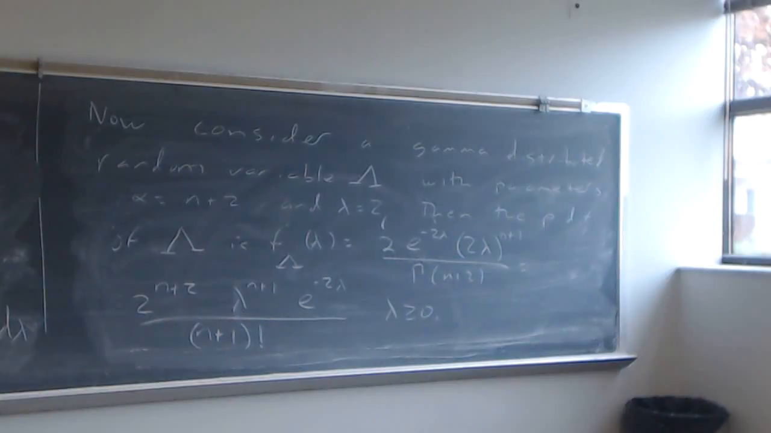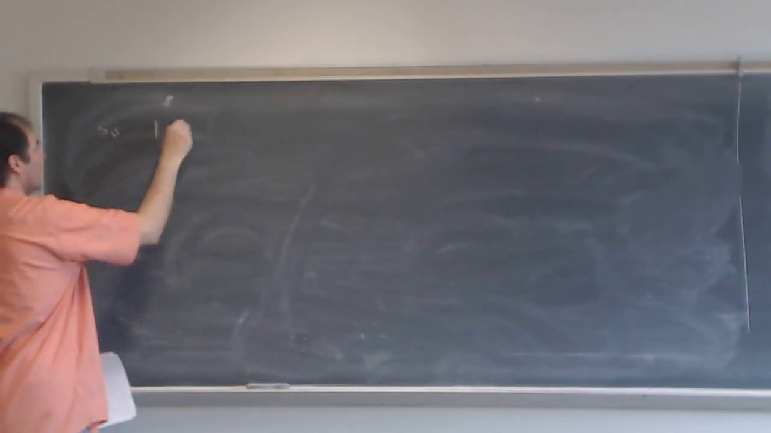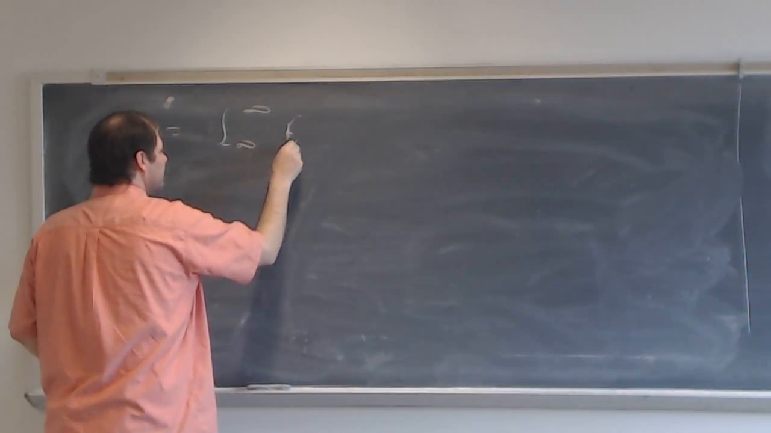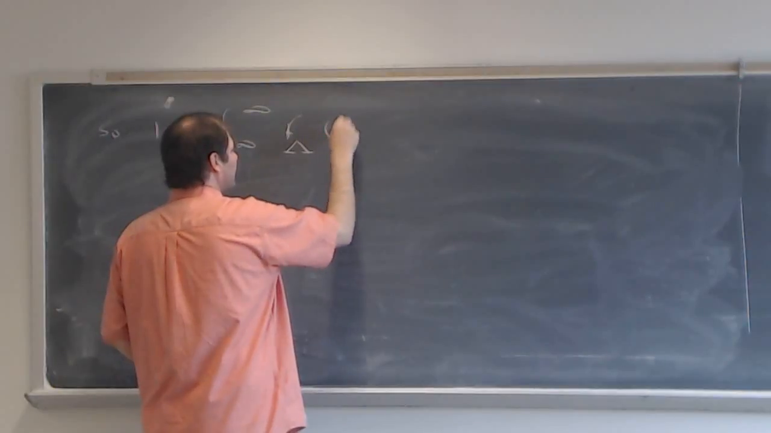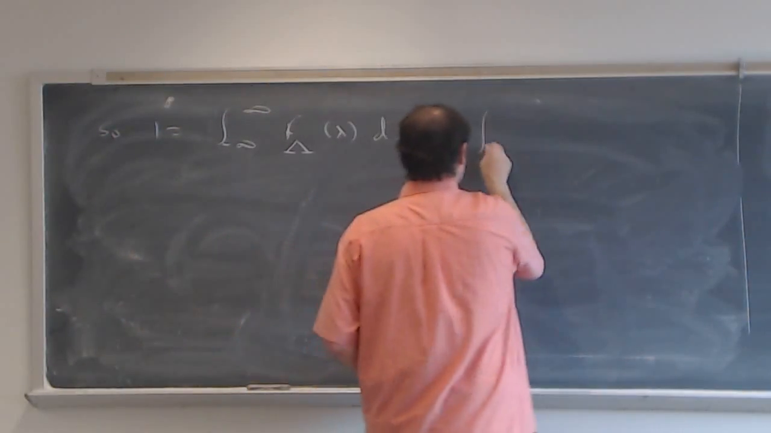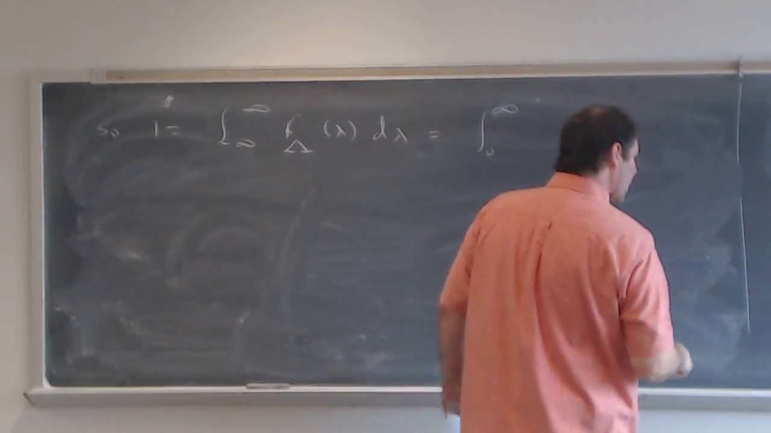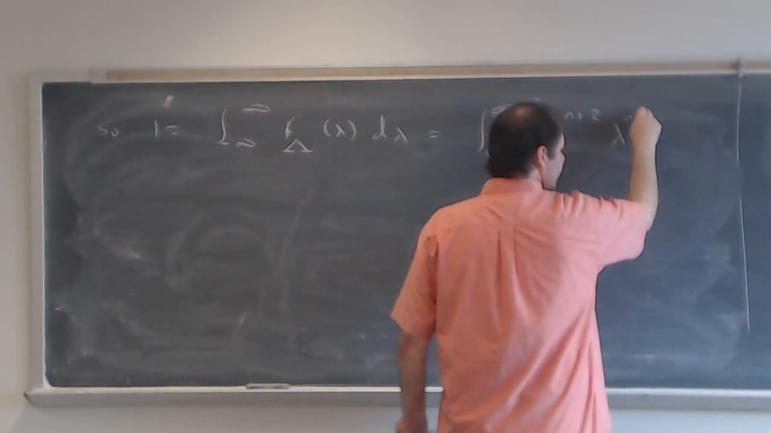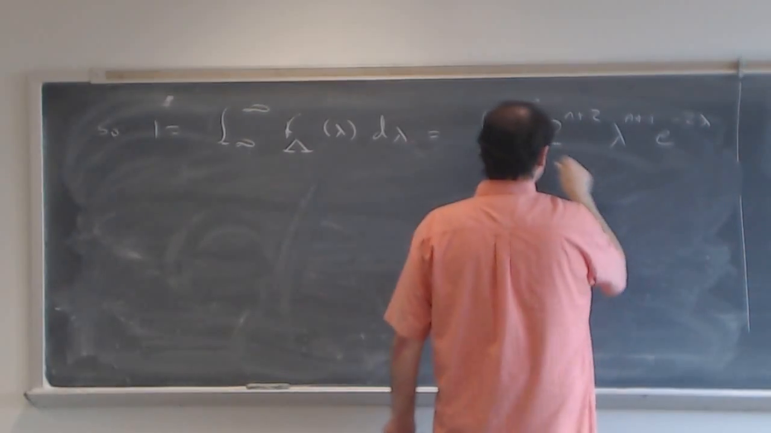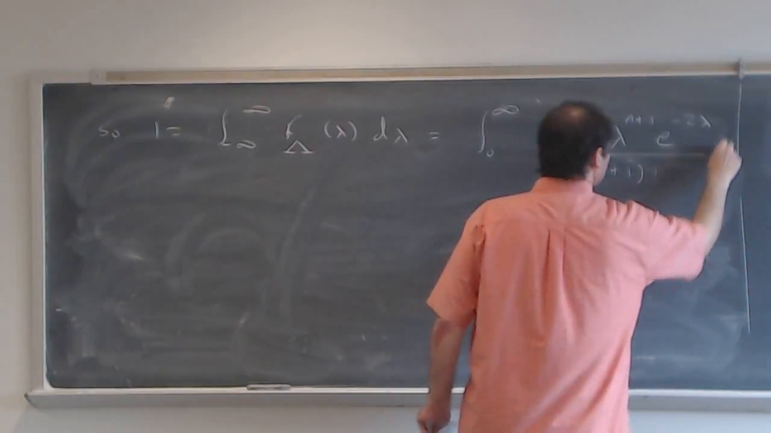So that's the form for its probability density function. So if I integrate, I get 1. So let's do that. 1 is equal to the integral from minus infinity to infinity of the PDF of lambda d lambda. And what's that equal to? That's the integral from 0 to infinity of 2 to the n plus 2, lambda to the n plus 1, e to the minus 2 lambda, all over n plus 1 factorial d lambda.